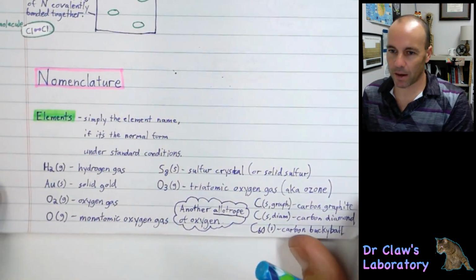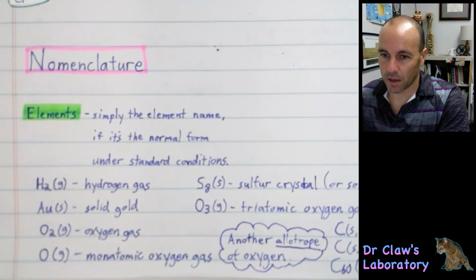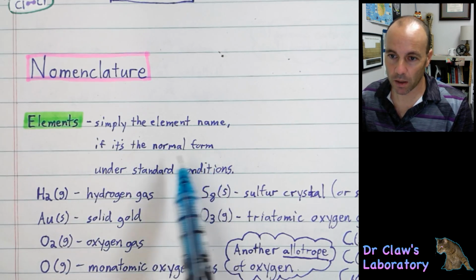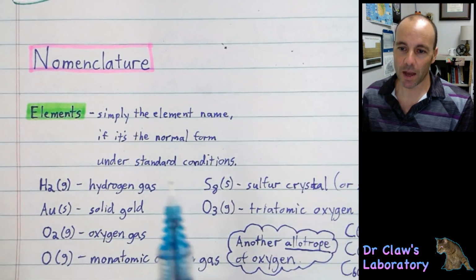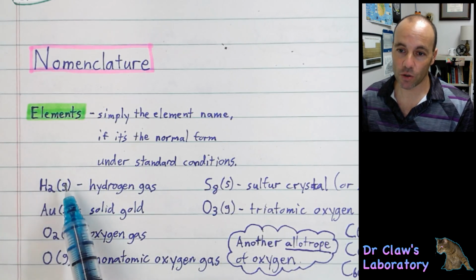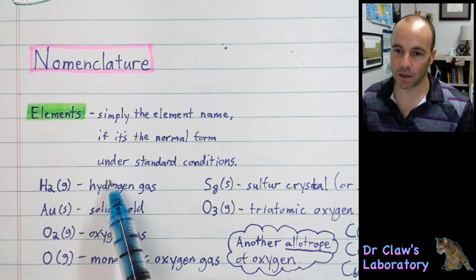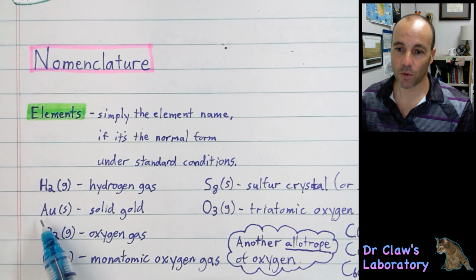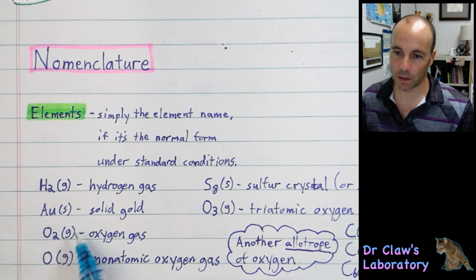Well, when you're talking about elements, it's much easier to name the elements. In fact, if the element is in its normal form under standard conditions, then the name of the element is simply the element name. So for instance, hydrogen gas comes in the form of H2 molecules. So if that's the substance you're dealing with, you simply call this hydrogen gas. Gold, the normal form of gold is the atomic form. So gold solid, you would call this solid gold. This one would be called oxygen gas because O2 is the normal form of oxygen.